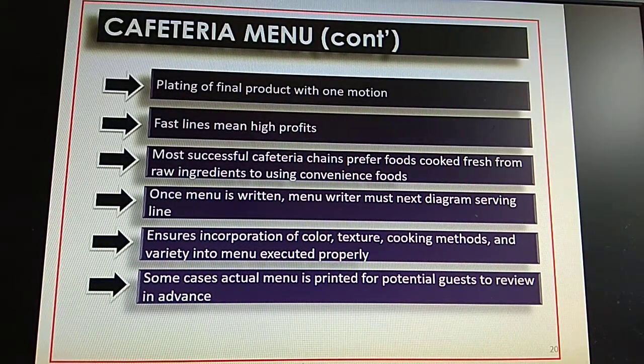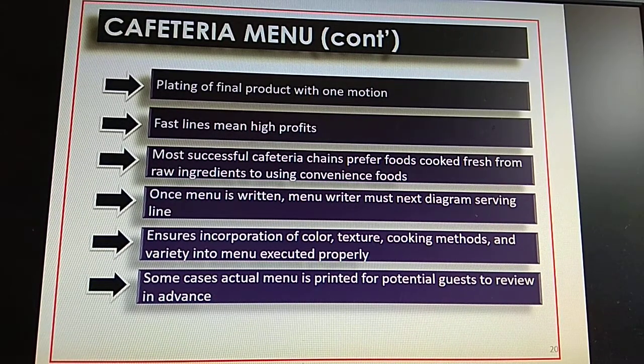Plating a final product with one motion shows that the portioning is correct and precise. Fast lines mean high profits. Yes, of course, because we don't want our customers to be waiting for too long. When customers wait too long, some will just put the food aside and move on to other restaurants or cafeterias available in the building. Most successful cafeteria chains prefer foods cooked fresh from raw ingredients to using convenience foods. These are the characteristics of a successful cafeteria. They prefer to cook food from scratch.